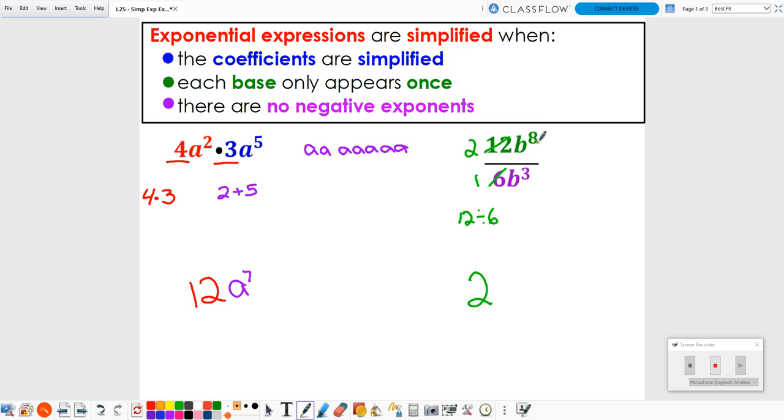Okay, well the next part is we're going to simplify these exponents. B to the 8th divided by b to the 3rd. So remember, our law for exponents says we subtract those exponents, and we would do 8 minus 3, which would give me b to the 5th.